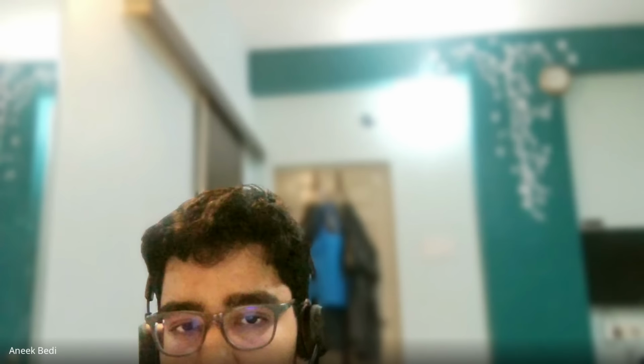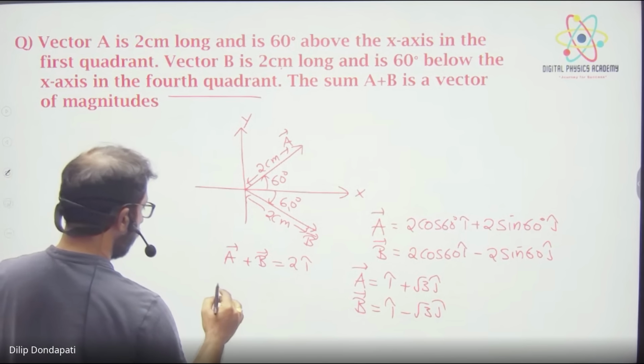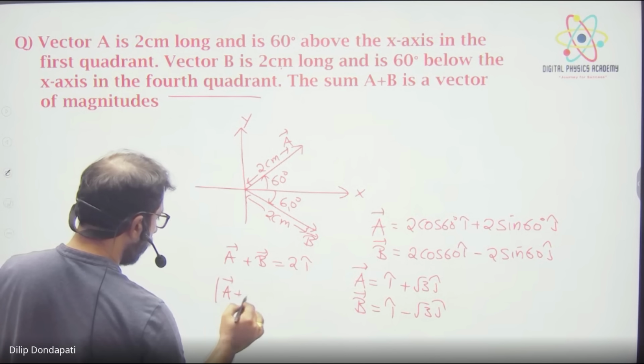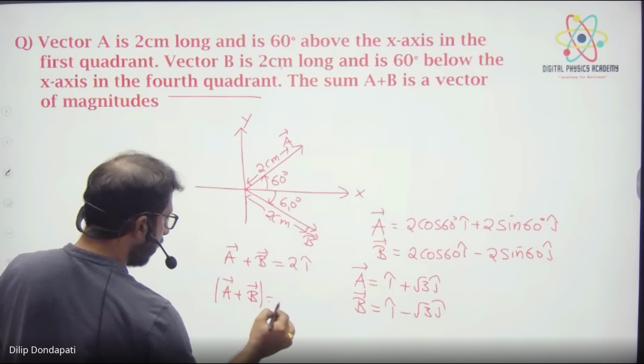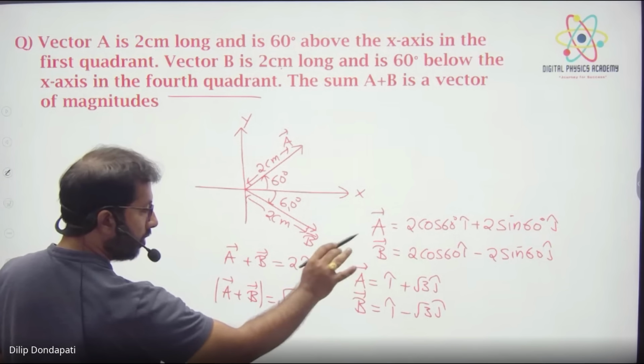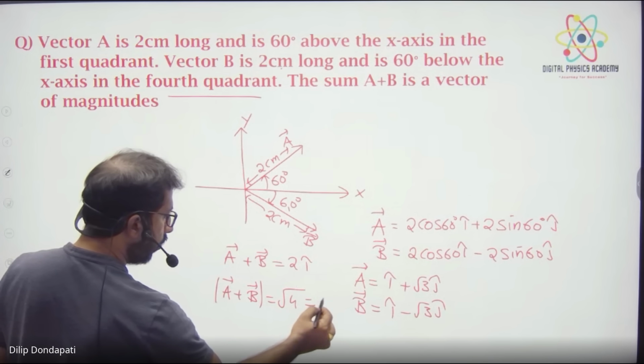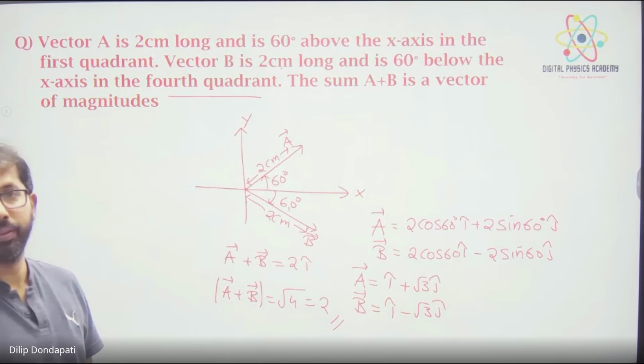How do we find the magnitude? It is the square root of A squared plus B squared. The j part is not there. Under root 4 is 2. Good answer.